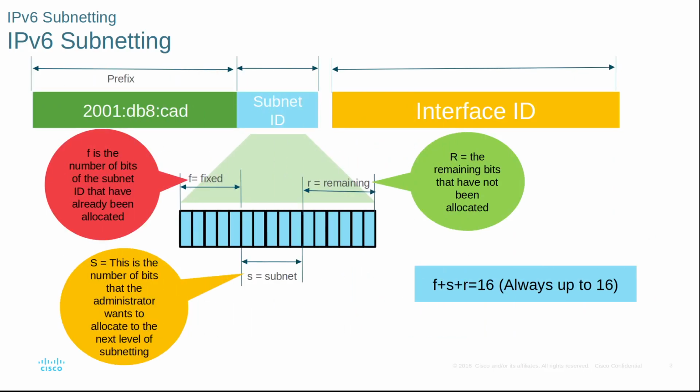So we just look at the 16 bits within that field, or that hextet, represented by squares here. And we're going to use the formula fixed, subnet and remaining, or F plus S plus R. That should always add up to 16. Remaining are simply the bits that haven't been allocated. So your subnetting is going to be here, and this will just be remaining as zeros.